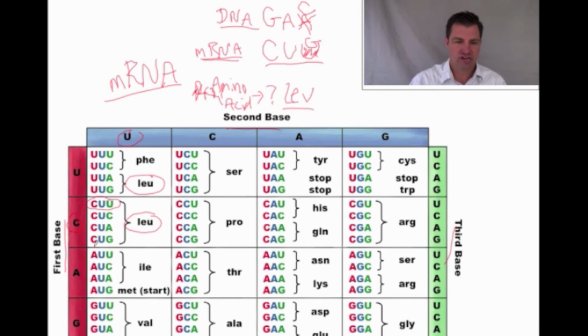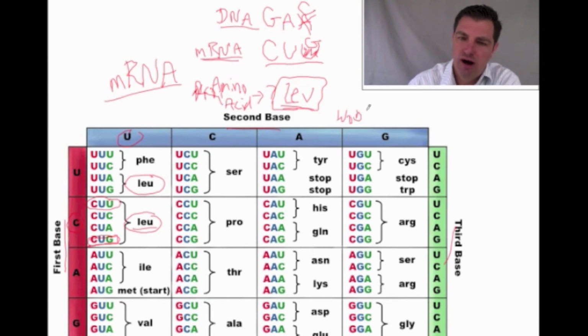But you notice if I go down here, it turns out that even though that mutation would change the DNA and it would change the mRNA, notice it gives me the same amino acid, which is good because that means that I'm still putting the same amino acid in the right spot. So often we call this the wobble effect.